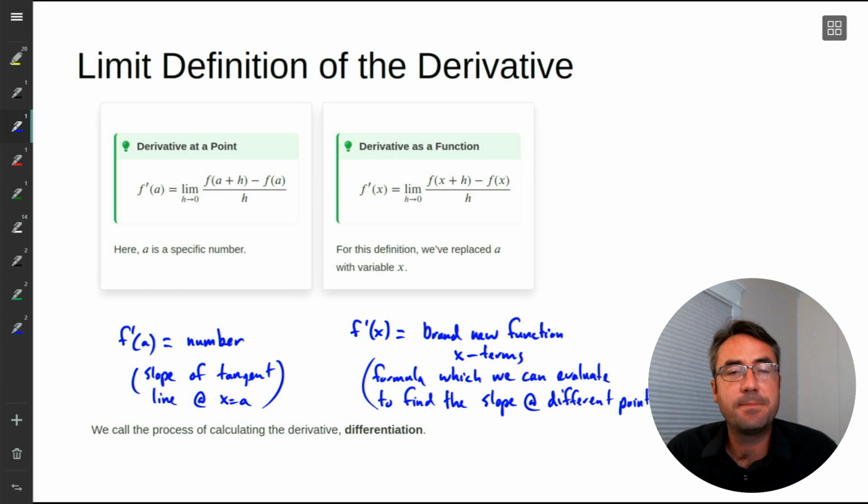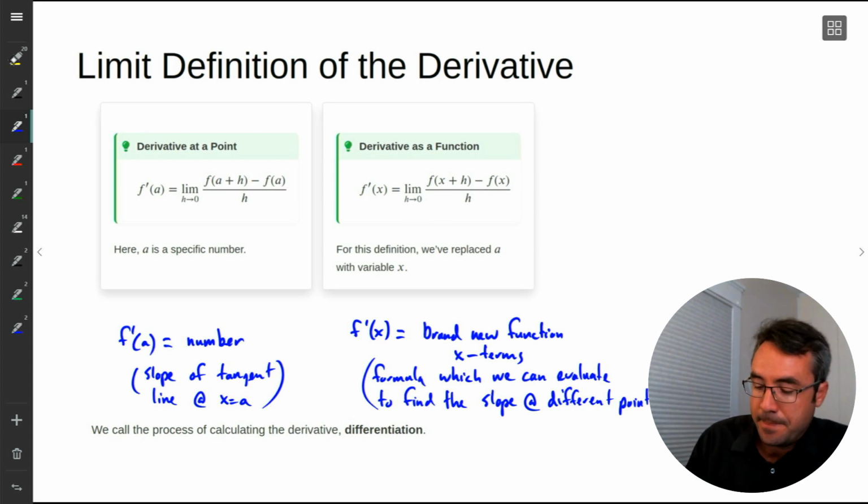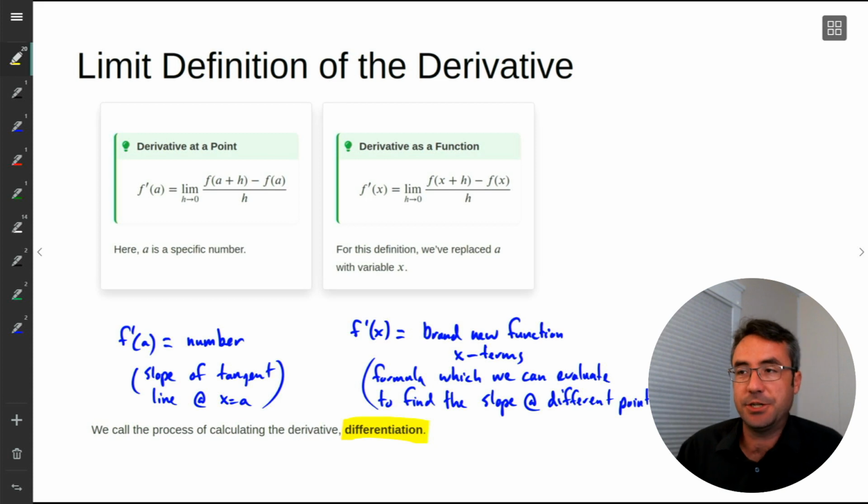So f prime of a gives us the slope of the tangent line at one specific point. F prime of x gives us a formula that we could then use to find the slope at a whole bunch of different points along our curve. So it's kind of handy to have this derivative as a function. Now, the process of actually calculating these limits, of actually finding the derivative, we call that differentiation.